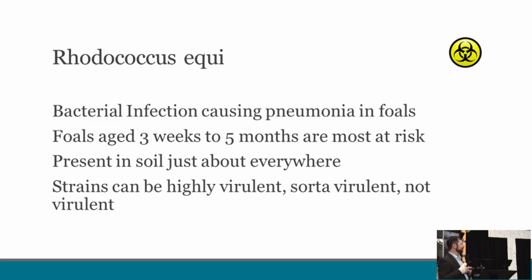So I just wanted to talk very briefly about Rhodococcus equi. I'm curious how many people have heard of that. Okay, not very many. Rhodococcus equi is a bacterial infection that causes pneumonia, more specifically in foals. Typically foals about 3 weeks to 5 months are most at risk. The organism that causes this is found in soil pretty much everywhere, but the reason we don't always see this disease is that the strains really vary between being very virulent to sort of virulent to not really virulent at all. Virulent meaning the ability to cause disease.